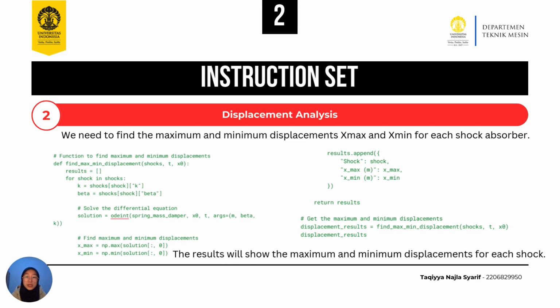Okay, step 2 is displacement analysis. We need to find the maximum and minimum displacement for each shock absorber. Okay, let's calculate these values and present them in a table. This is the Python code that I made. The result will show the maximum and minimum displacement for each shock.